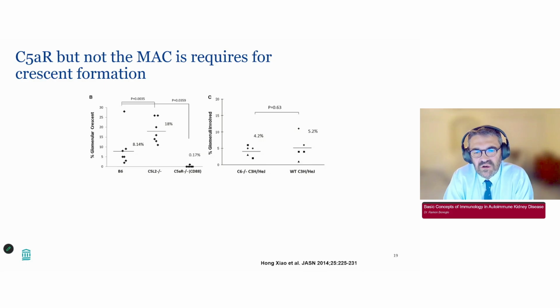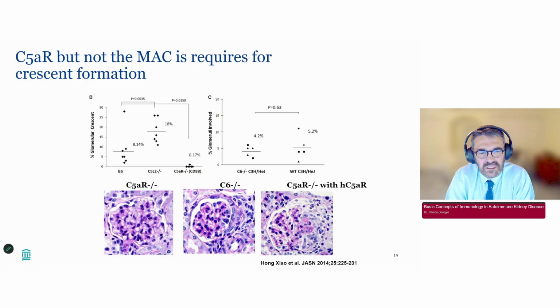In the right-hand graph, they have knocked out C6, and C6 is part of the membrane attack complex. And so you can see here, paradoxically, the membrane attack complex is not important, but the chemotactic component of complement is important. Next slide. Next slide, please.